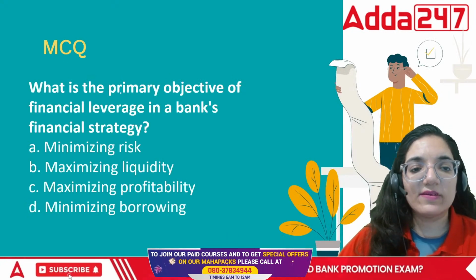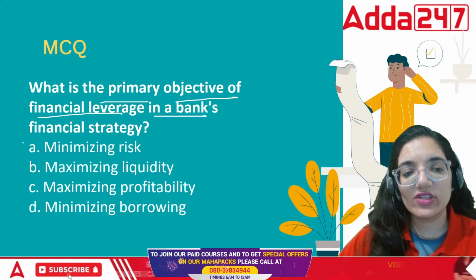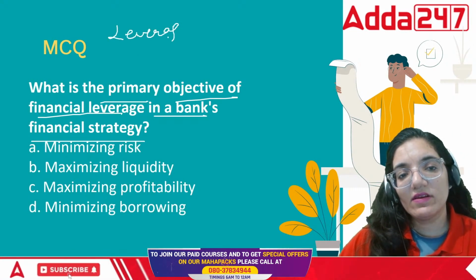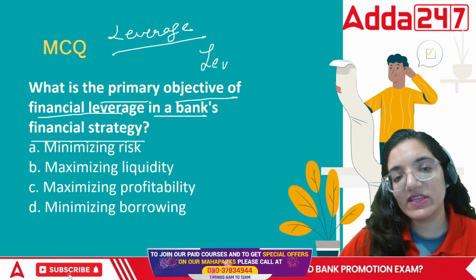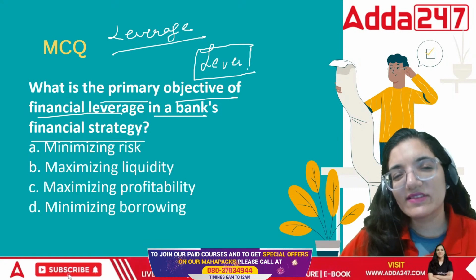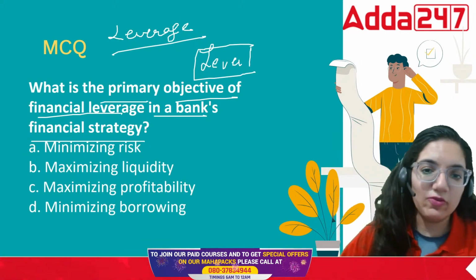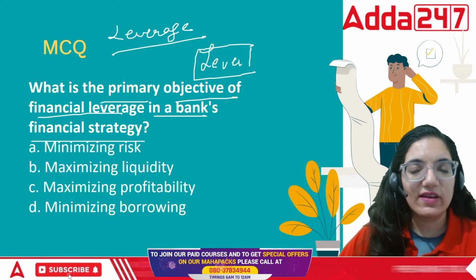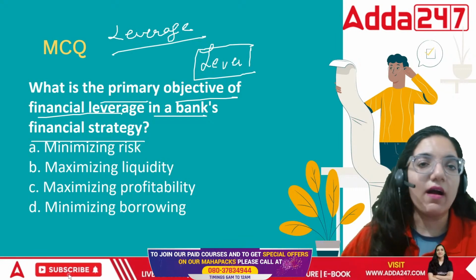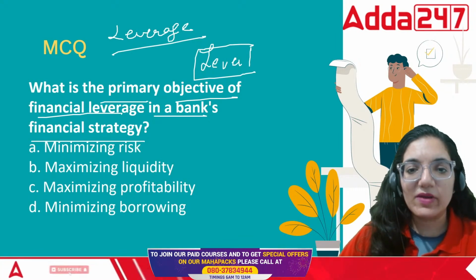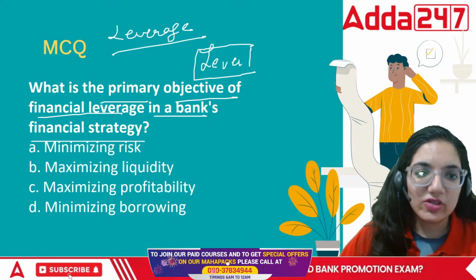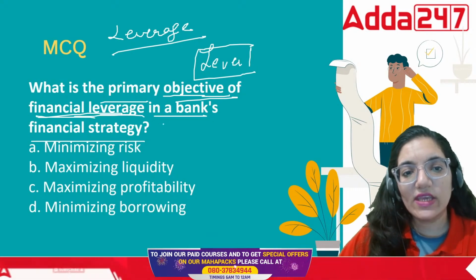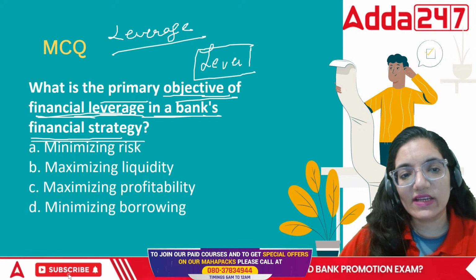Okay. What is the primary objective of financial leverage in the bank's financial strategy? What do you mean by leverage, everyone? Do you get the particular term? Leverage is taken from the word lever. It's similar to that. I normally look at it that way. If you pull the lever, or you increase the particular thing or decrease it, then what happens is, in a car, if I change the gear, the speed becomes higher, or the speed becomes lower, isn't it? So what is the primary objective of financial leverage in a bank's financial strategy?